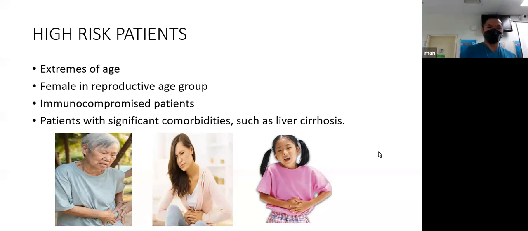Okay. So, patients at extremes of age, females in the reproductive age group, immunocompromised patients, and patients with significant comorbidities such as liver cirrhosis. These are patients where we have to be more diligent in assessing.